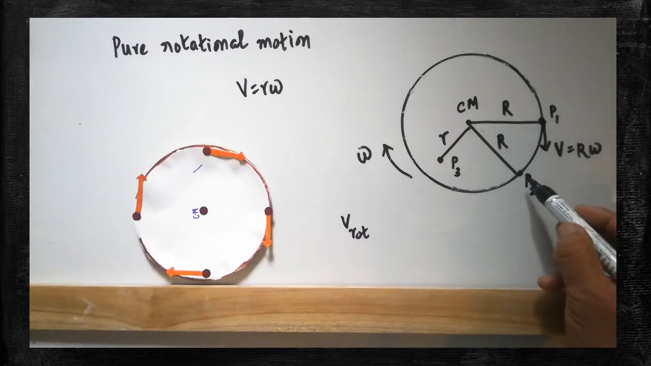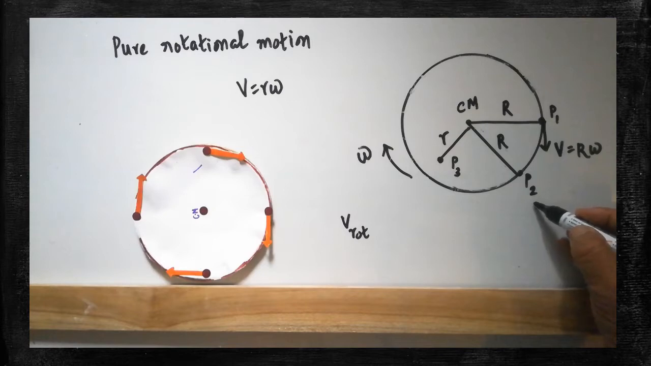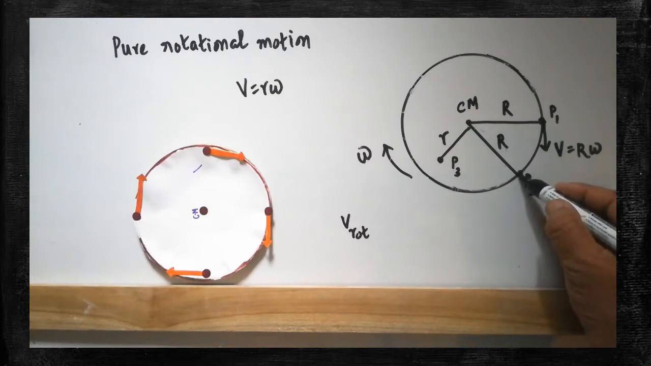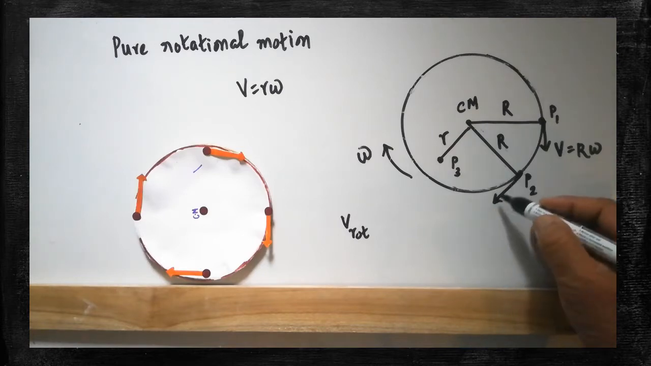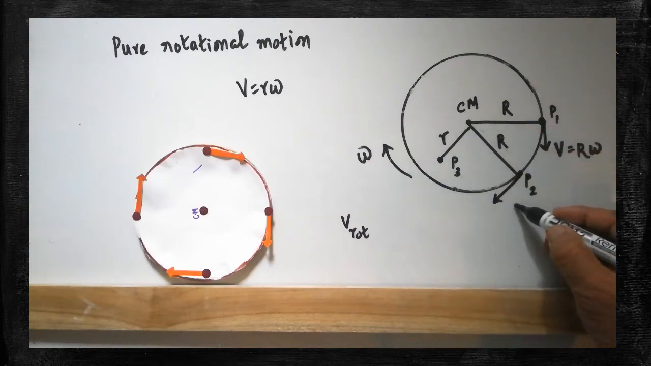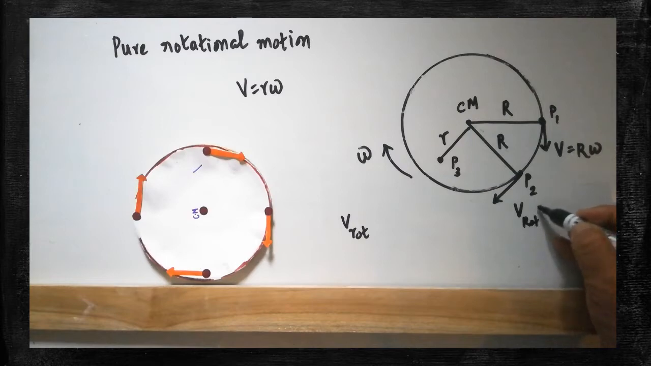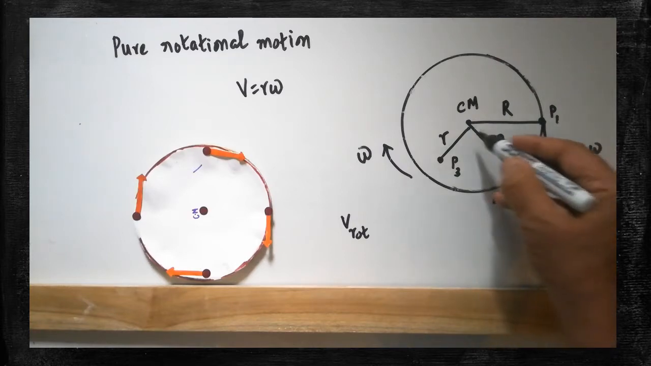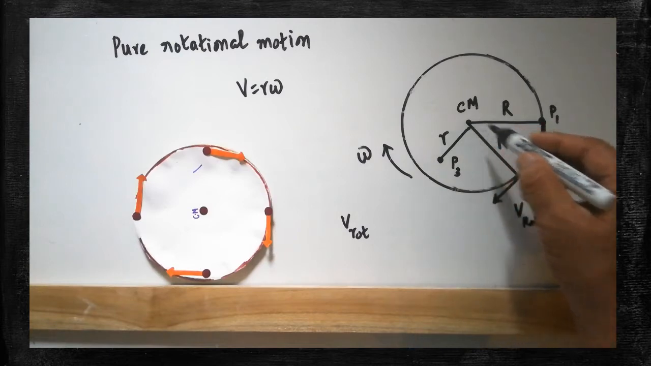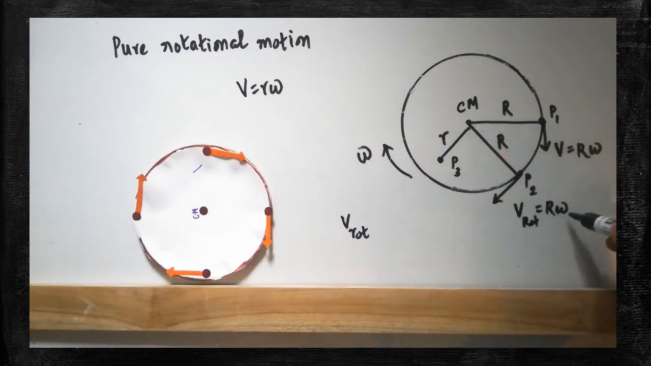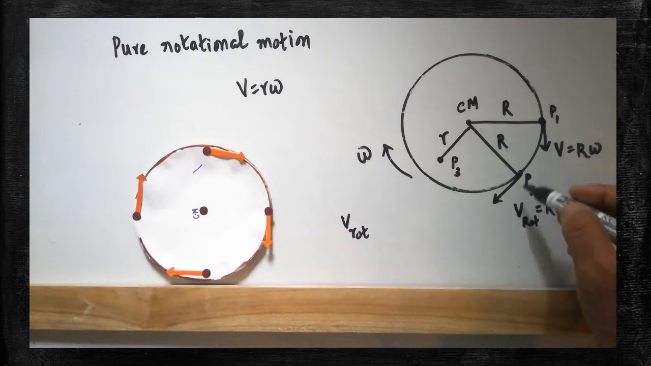To calculate the rotational velocity of the point P2, again what do we have to do? Here the rotational velocity acts tangential with respect to the radius. To calculate it, the formula is V rotational = R into omega. That radius, the distance between the center of mass and the point, should be multiplied with angular velocity. Only then are we able to get the rotational velocity of the point P2.